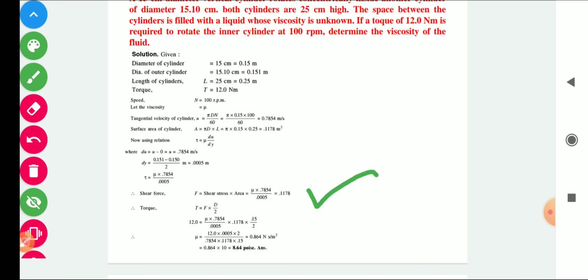Now torque is equal to force into d by 2. D is the diameter. This force we have already calculated, and the diameter is also known. So if we put all these values, finally we can calculate the value of mu, and this value of mu is equal to 8.64 poise.